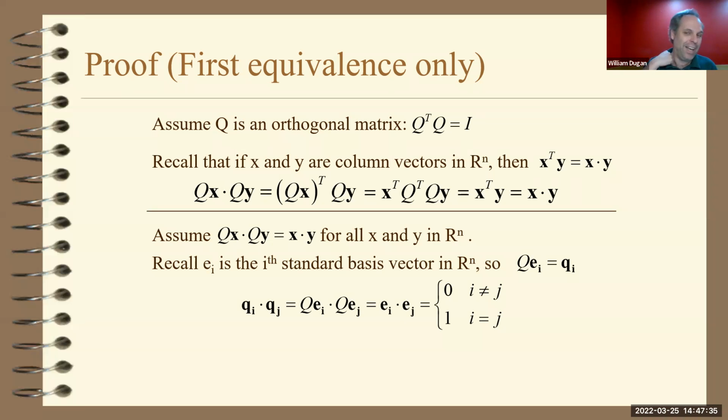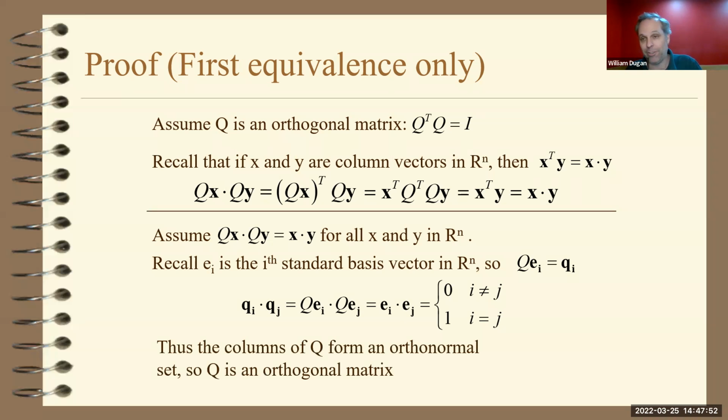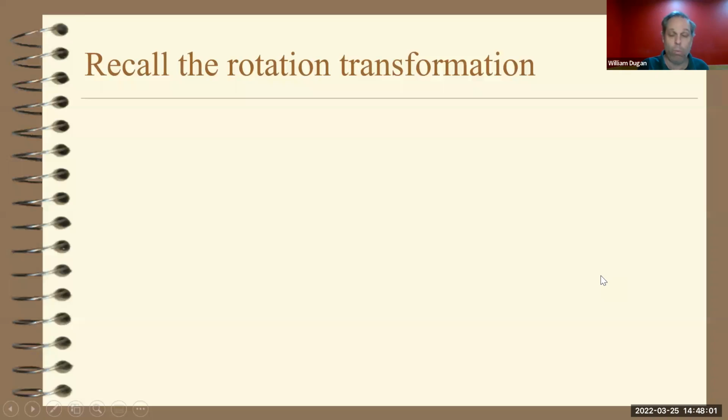And we know that Ei dotted with Ej is going to be 0 if i and j are different, and it's going to be 1 if they're equal. So therefore, Qi dotted with Qj is 0 if the indices are different, and 1 if the indices are the same. That's the definition of what we mean by an orthogonal matrix. And that's it. So that's a nice little result. Now, there's a whole lot of other results, but I'd like to give you a picture so you have an idea what we're talking about here, so you have a numerical example to work from.